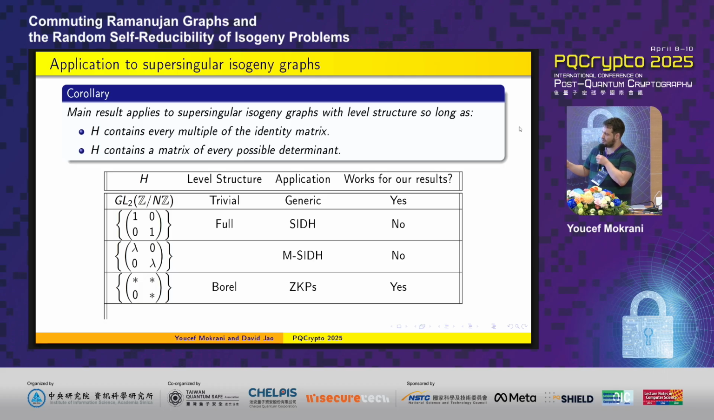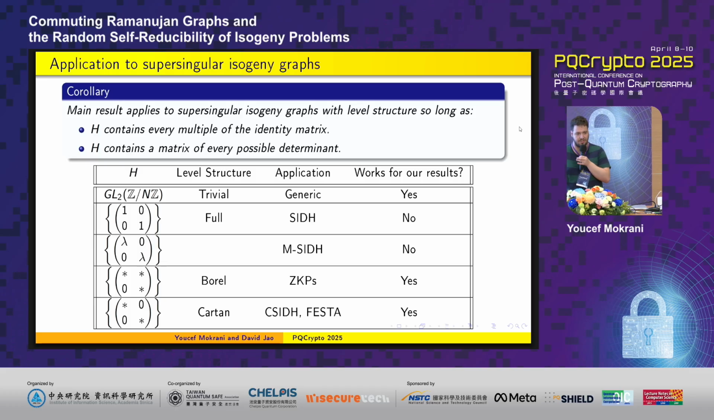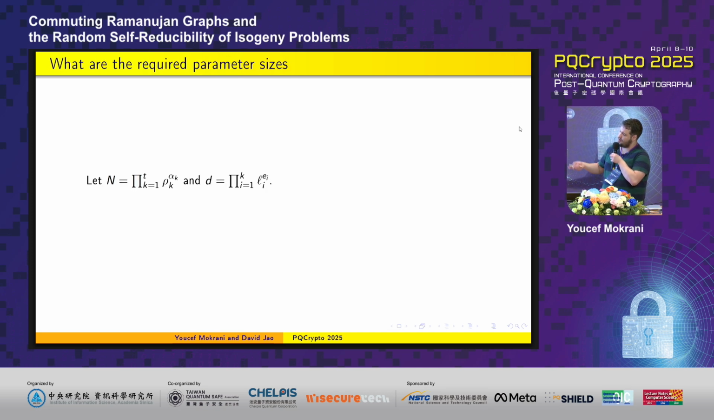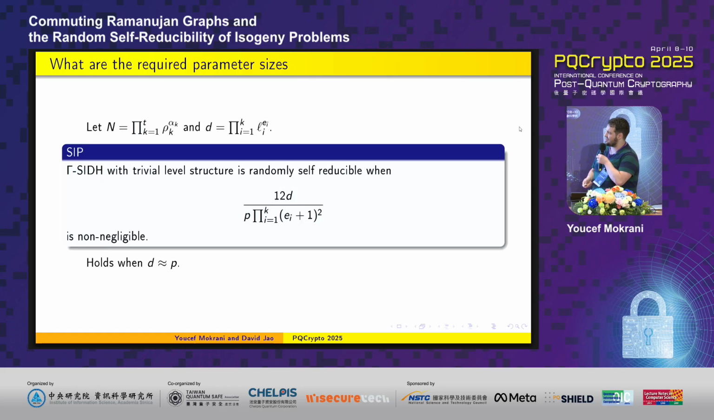For the Borel level structure, our results apply. And for the Cartan level structure, our results apply. Now the question is, okay, the results apply, but for what parameter sets? If we just write the factorization of n and d for our parameter sets, it ends up, for example, in the generic case, our results apply so long as this fraction is non-negligible. And essentially, this will happen whenever d is about the same size as p.